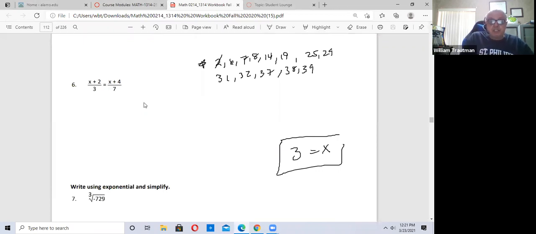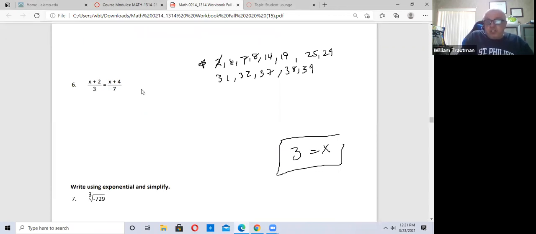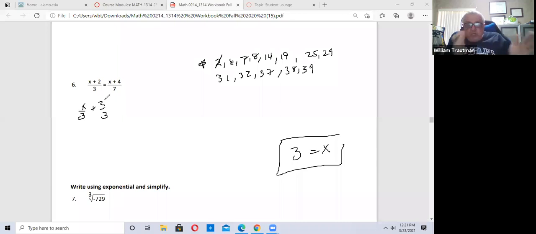Question 6 is next. Now, there's a couple of ways of doing this. I'm going to do it the same way I did it when we went over this section. This is x plus 2 over 3. What I did was put x over 3 plus 2 over 3. The denominator goes underneath each one, or you can do the whole thing, but I'm going to leave it under each one. Same with the other one, x over 7 plus 4 over 7.